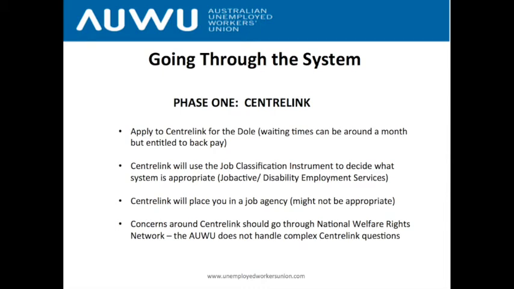So let's have a look at what it's like going through the social security system and what rights you have along the way. There are three phases, really, when someone is trying to access the unemployment entitlement. The first phase is Centrelink. It's important to remember that at this point, the Unemployed Workers Union doesn't offer much support to unemployed workers because that support already exists. There already is the National Welfare Rights Network, a government-funded group dedicated to offering advice to unemployed workers as they deal with Centrelink. But it's still important for us to understand how Social Security works, and then we can refer people to the appropriate service when they come in.